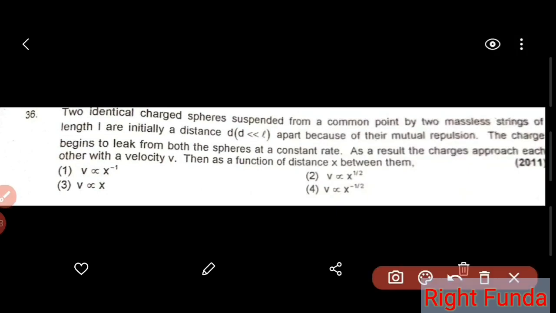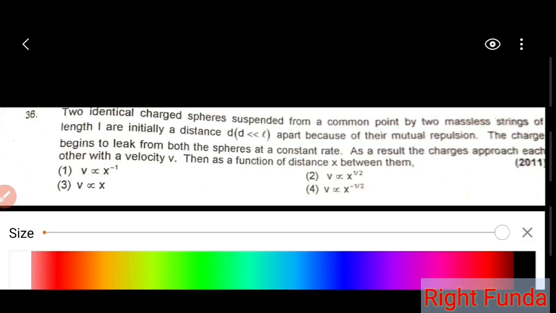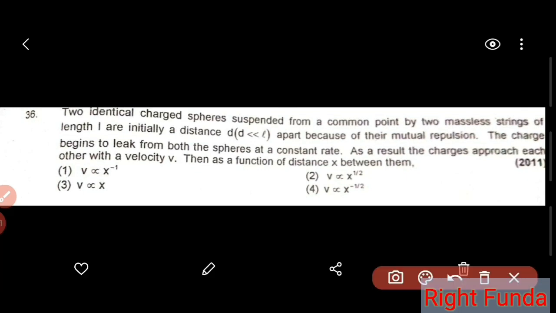We'll see. One thing is that they're saying the charge leaks from the sphere at a constant rate. So here the rate of leakage of charge is constant. Leak at a constant rate, constant rate is very important. Second thing, that d is much smaller than L. These two are there, and we have to solve this problem.